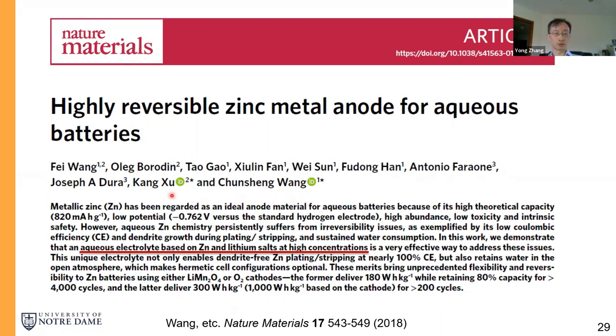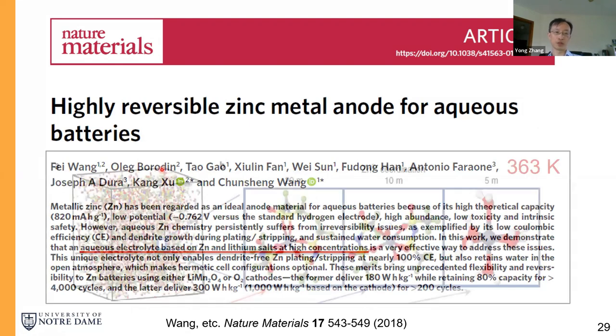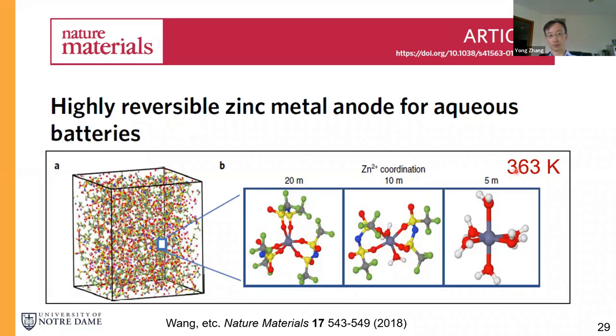Again, this group, Oleg Borodin and colleagues, did some simulation at high temperature using their polarizable model. Here they are trying to show the zinc coordination environment. I hope that's not too confusing. At low lithium concentration, zinc is coordinated by six water. At high concentration, zinc is coordinated by only LiTFSI. That kind of makes sense because there's no water associated with zinc, which will probably stabilize the water. But they did the simulation at high temperature.